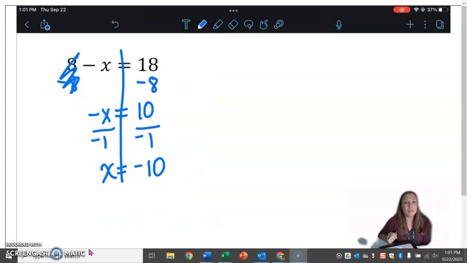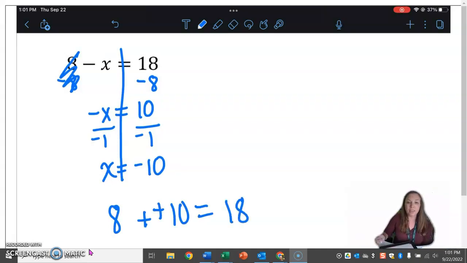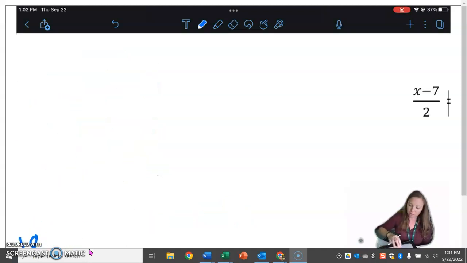And again, these should have been things that you did last year, even these trickier ones. But today's practice is all going to be reviewing those skills. So you can check it. You can do 8 minus -10, which is 18. So that checks out. You can always plug them back in to see what the answers are.